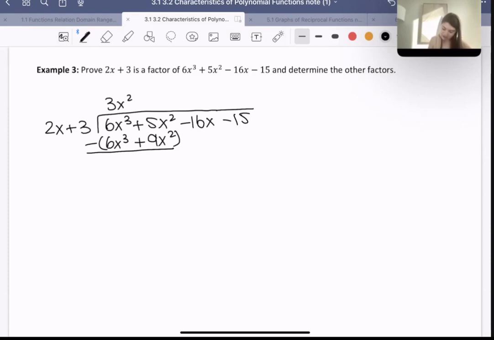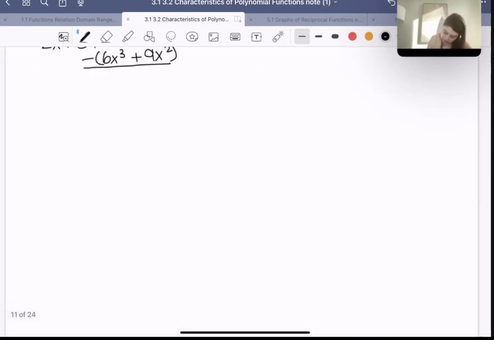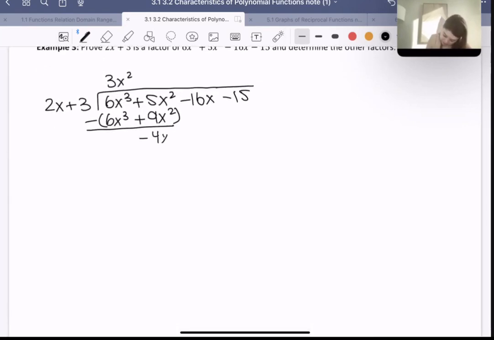Then we're going to subtract. So we're going to end up with 5x squared minus 9x squared, which is negative 4x squared. And then we're going to bring down the negative 16x. How many times does 2x go into negative 4x squared? Well, I think negative 2x times. So negative 2x times 2x would be negative 4x squared. And then 3 times negative 2x would be negative 6x.